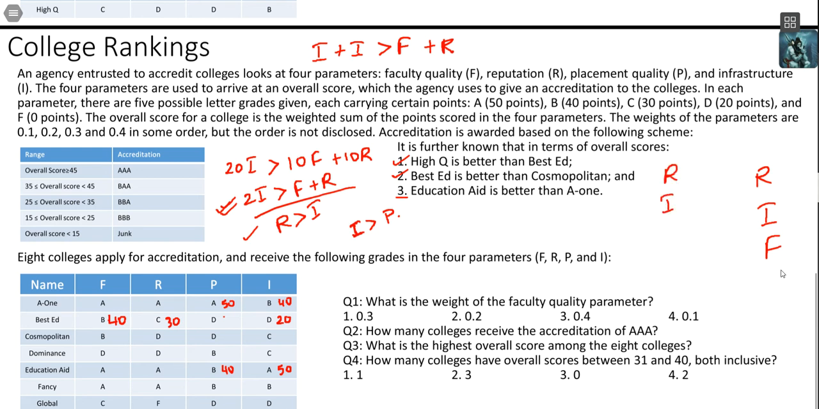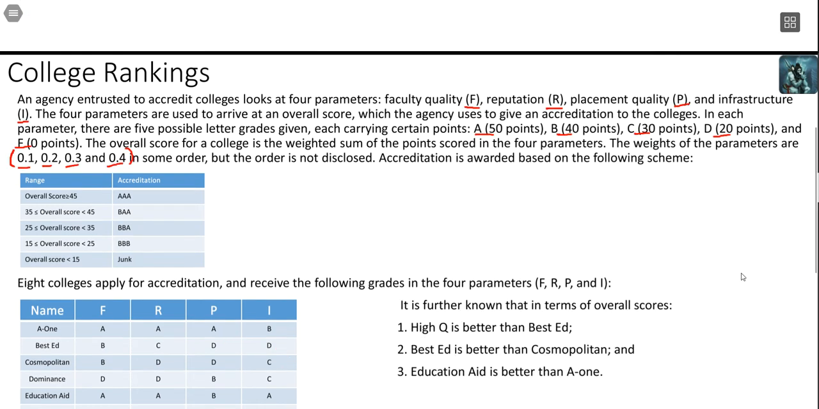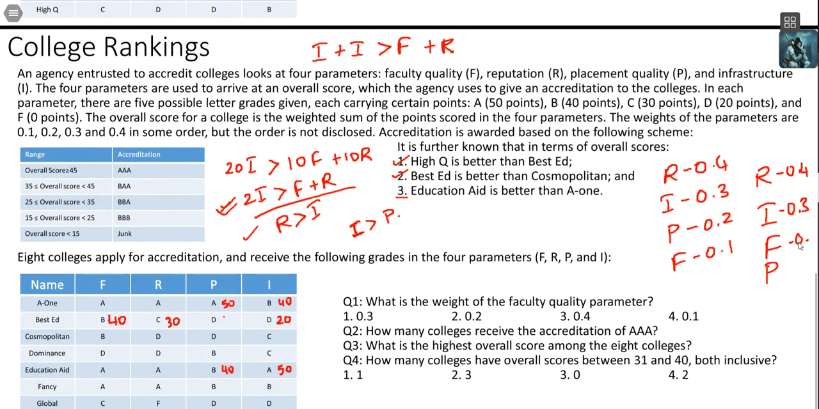Either RIFP or RIPF. These are the two possible cases. So this is a guaranteed 0.4 weight. This is a guaranteed 0.3 weight. This is 0.2. This is 0.1. Or the other case would be this is a guaranteed 0.4 weight, this is a guaranteed 0.3 weight, this is a 0.2 weight or this is a 0.1 weight. So we don't know the last two spots, what is the weight distribution.